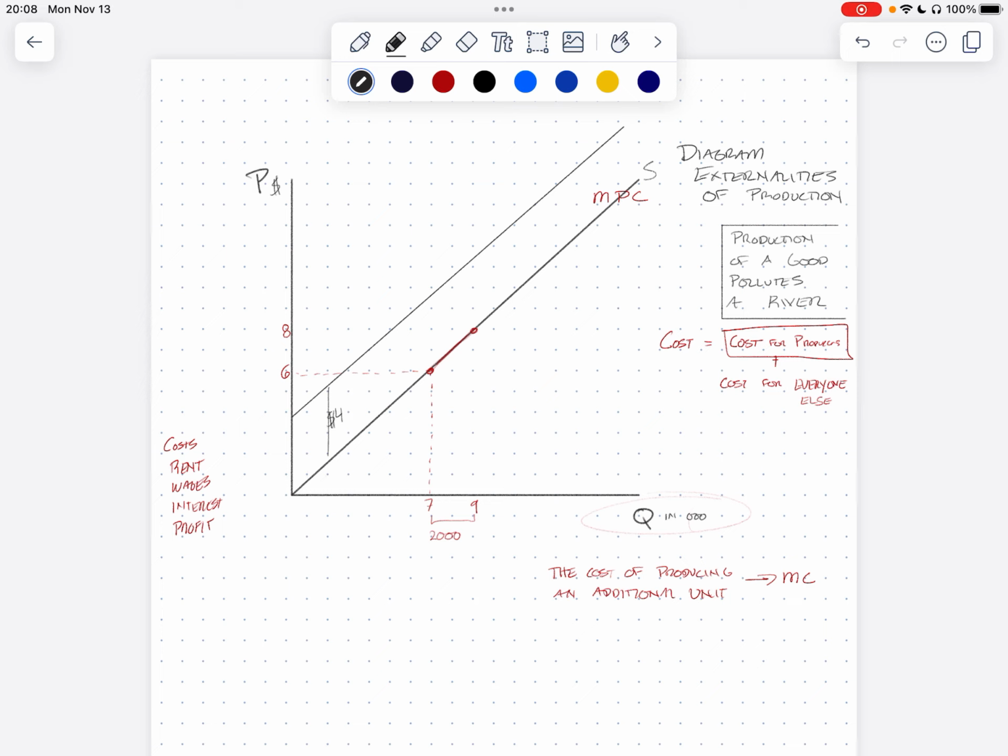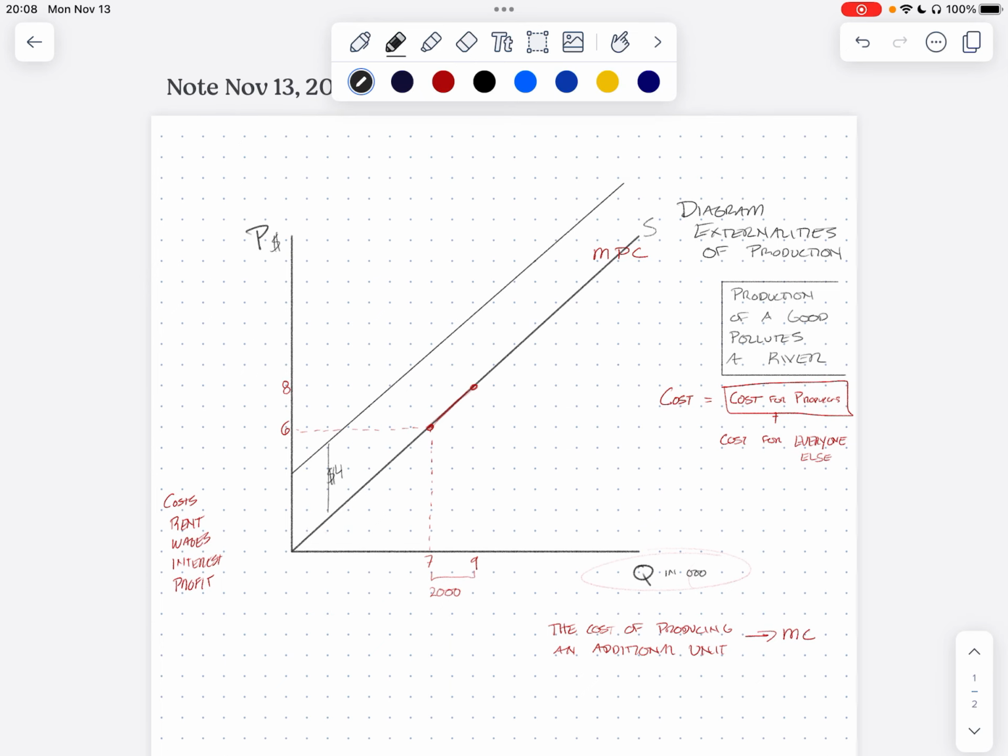This increase in $4 represents the cost of the pollution. For every unit of the good that we produce, there's $4 of pollution that's created. So this now gives us the marginal social cost of the good that's being produced. The difference between them is the external cost, in this case, the $4.